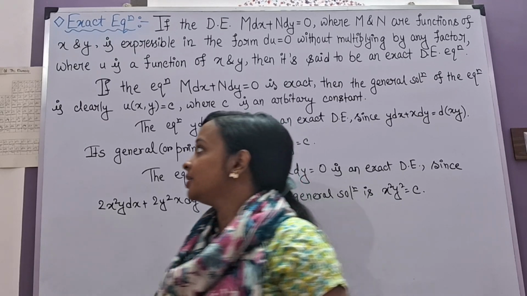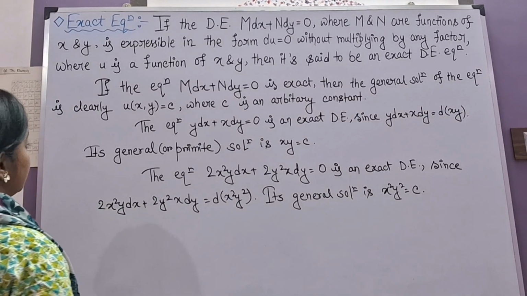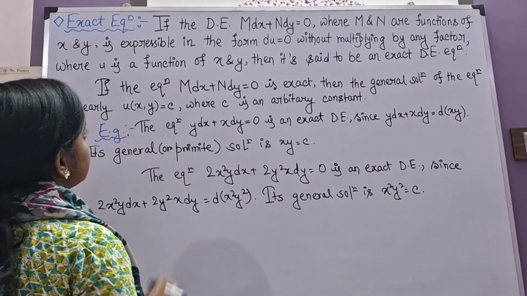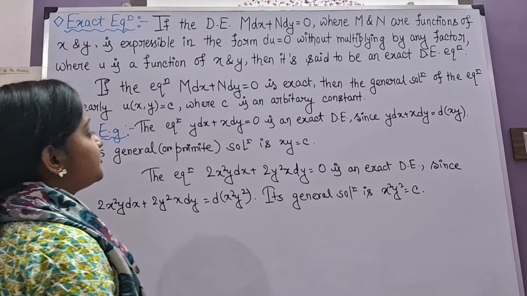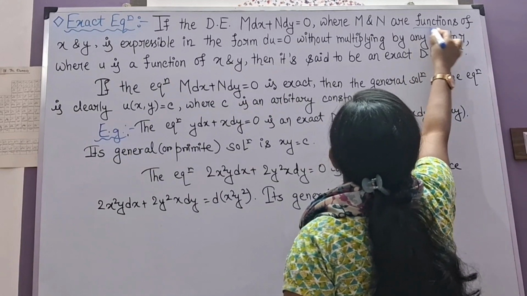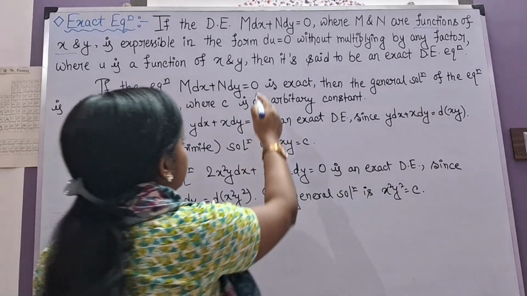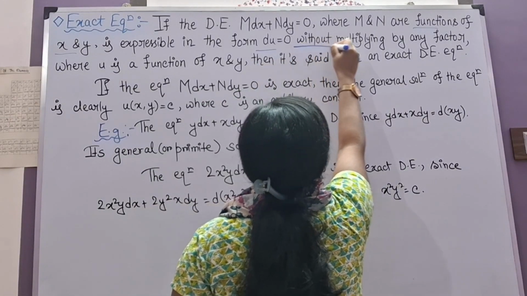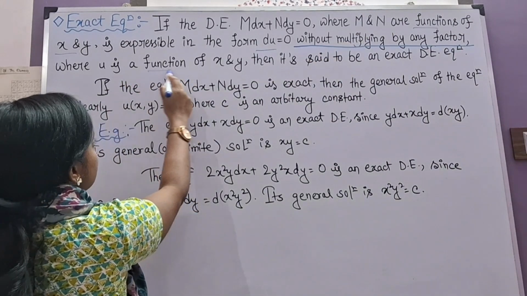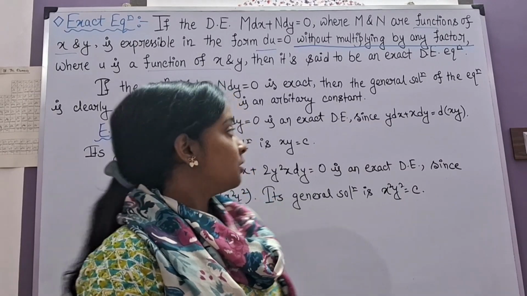Let's start today's class. Today at first we are going to know about what is an exact equation, and we are going to see some examples. If the differential equation M dx plus N dy equal to 0, where M and N are functions of x and y, is expressible in the form du equal to 0 without multiplying by any factor, where u is a function of x and y, then it is said to be an exact differential equation.